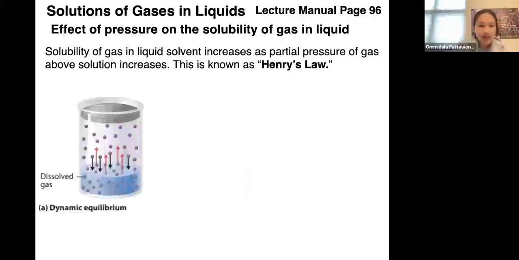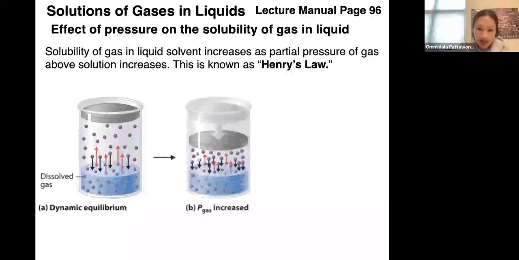So what do I mean by that? Let's take a look at this beaker here. This beaker contains dissolved gas. This dissolved gas in liquid is what we refer to as a solution. And we also see that there are gases above the solution as well. Let's say that the amount of gas above the solution and the amount of gas in the solution are at equilibrium. We call this point dynamic equilibrium, which means that the rate of gas leaving the solution is equal to the rate of gas dissolving into the solution. If the speeds of those two are equal, this is what we call achieving dynamic equilibrium.